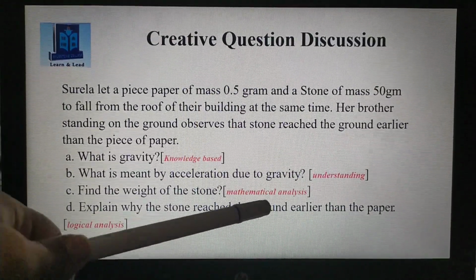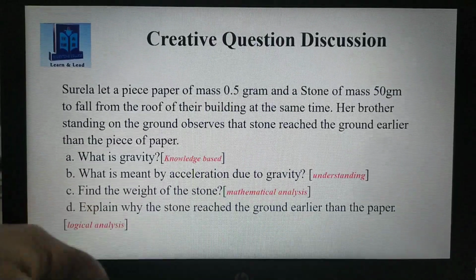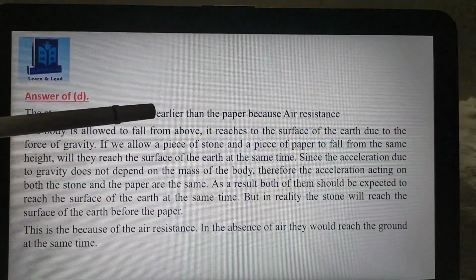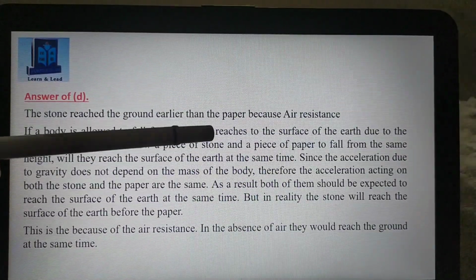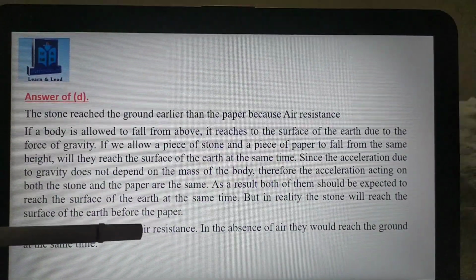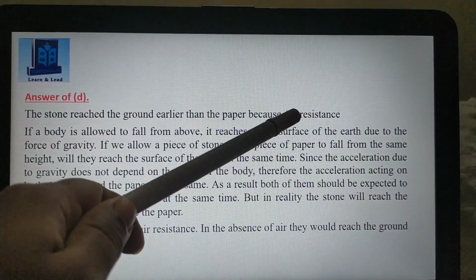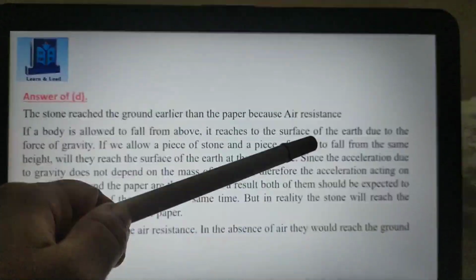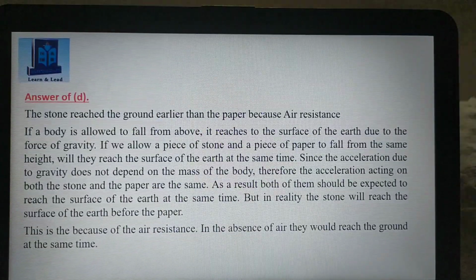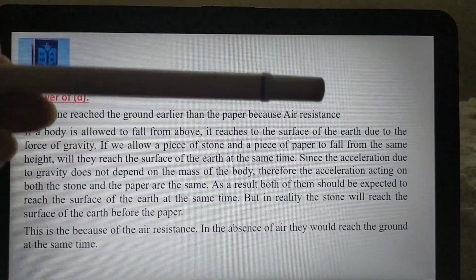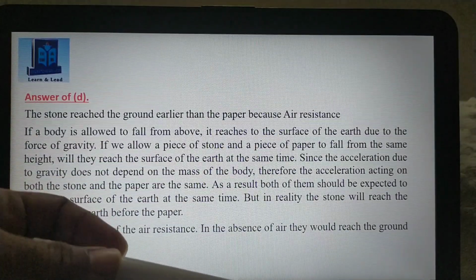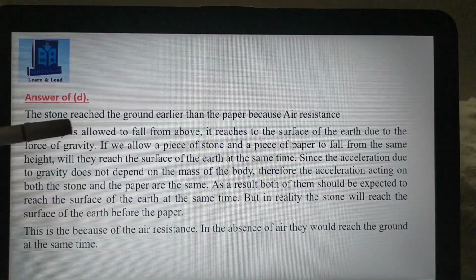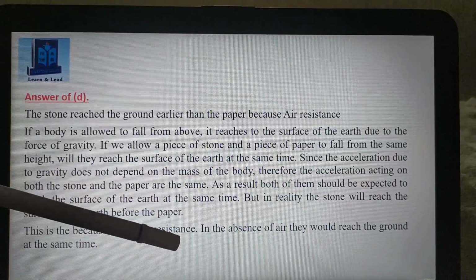Now the last question is, explain why the stone reached the ground earlier than the paper. It is a logical analysis. So what we will do is write the knowledge base part here also, then we will discuss it. Here you also have to explain a bit what air resistance is. We all know what air resistance is. The air in our atmosphere forms a layer. Because of the layer, if any object falls from a high place, if it is lighter, it will reach the ground later, and if it is heavier, it will go first because it can overcome it. So everything is explained here, and then at the end you will write your hypothesis.